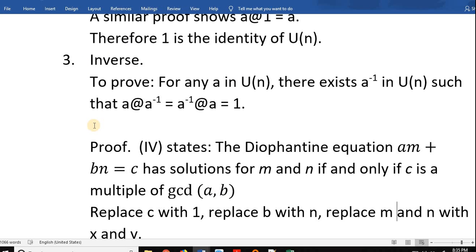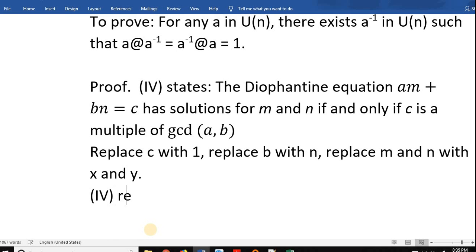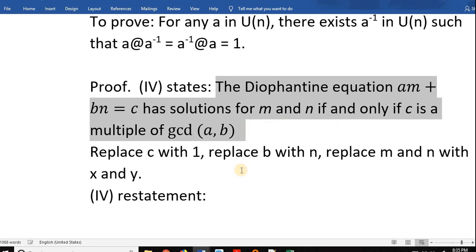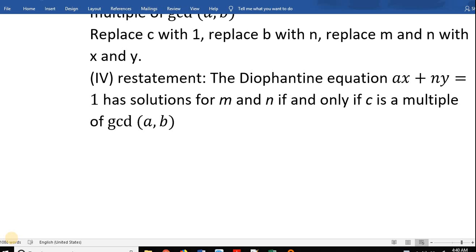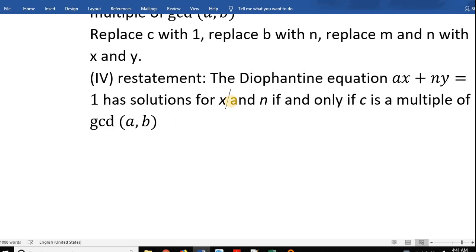So let's restate the Diophantine equation. The restatement would be, I'm just going to replace the letters now. I said I'm going to replace m with x, and b with n, and n with y. So ax plus ny equals c. Now here c is 1, remember? So let's continue to replace. We're replacing the m with x, and n with y. So we'll change this to x, this to y.